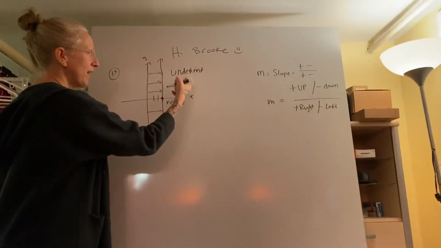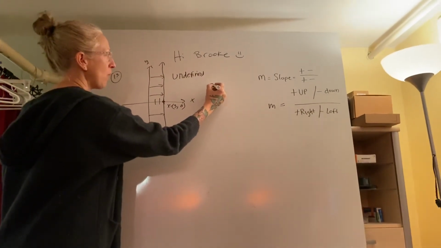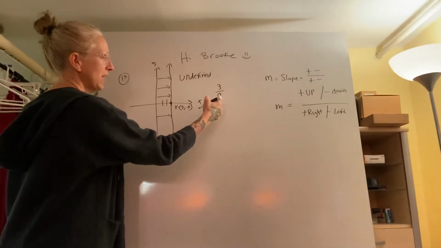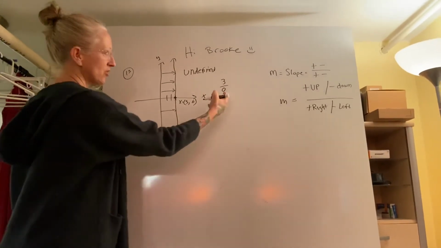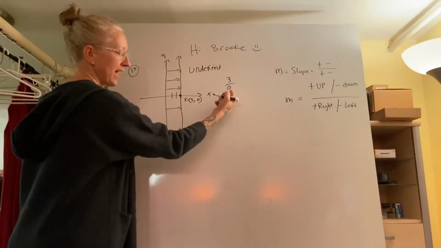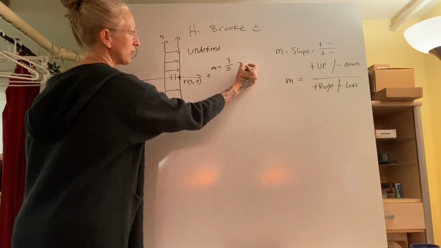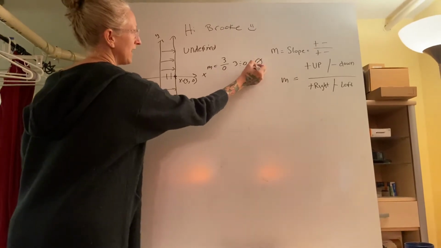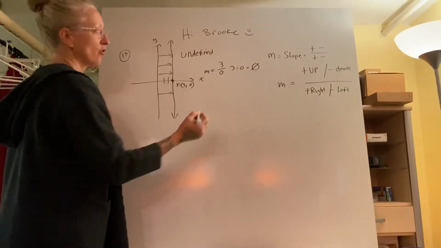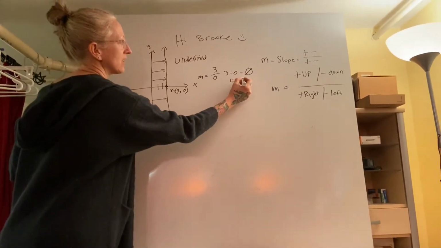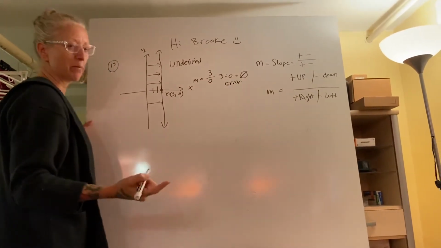And that's undefined because no matter what y is, anytime you have no change in x, there's no difference in x. So the x change is going to be 0. So if you try to divide 3 divided by 0, you're going to get no solution on your calculator, or you're going to get an error message because you can't divide a number by 0.